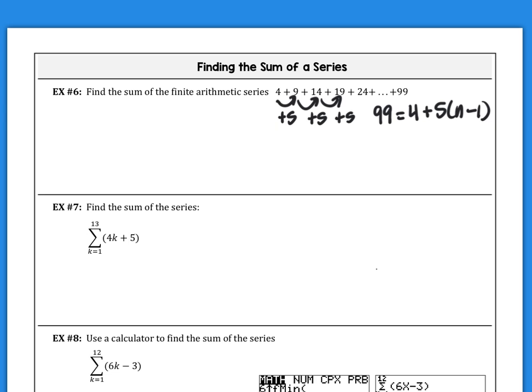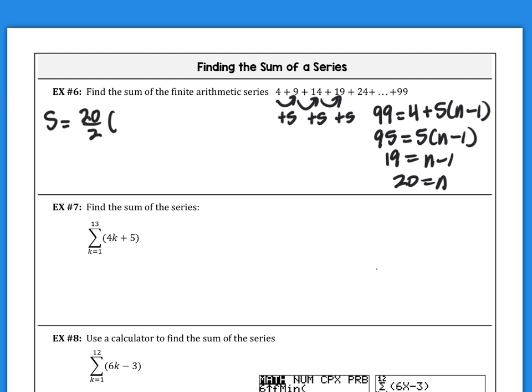So we can use that to figure out what n is. Minus the 4, that gives us 95. And then we have 5 times n minus 1, so I can divide by 5. That's 19. Add 1, that's 20. Okay, so n is 20. Once we find that out, that helps. So that means our sum would be 20 over 2 times the first term plus the last term, and that's 10 times 103, which is 1030.